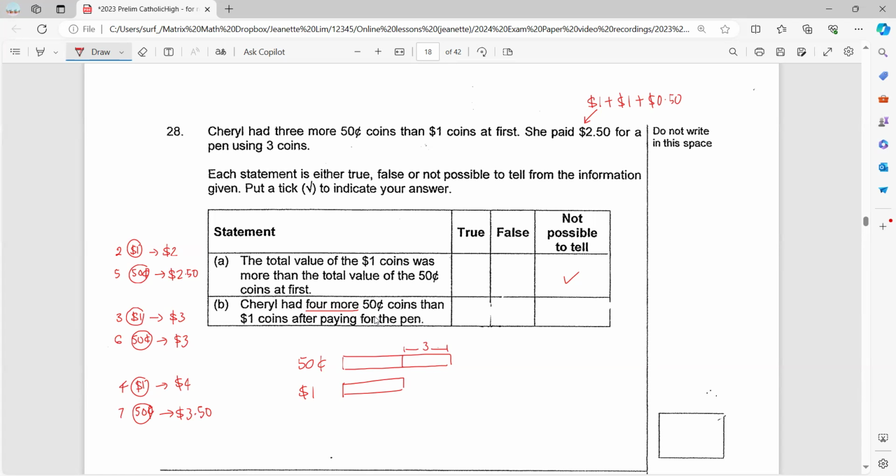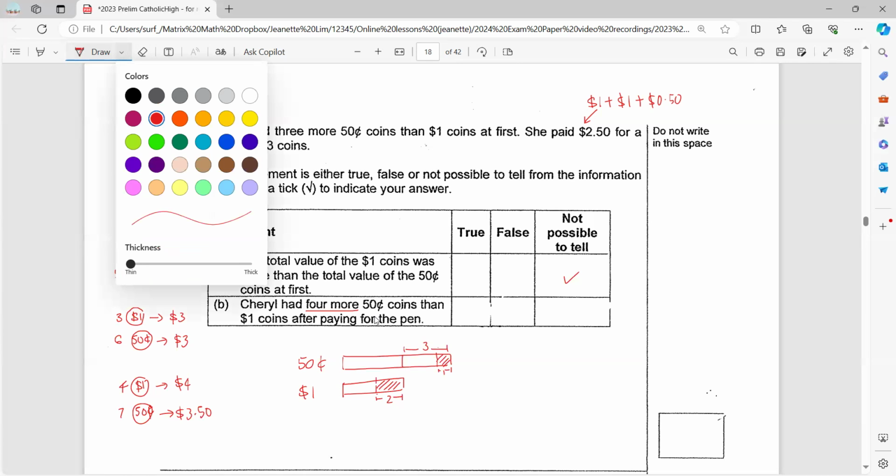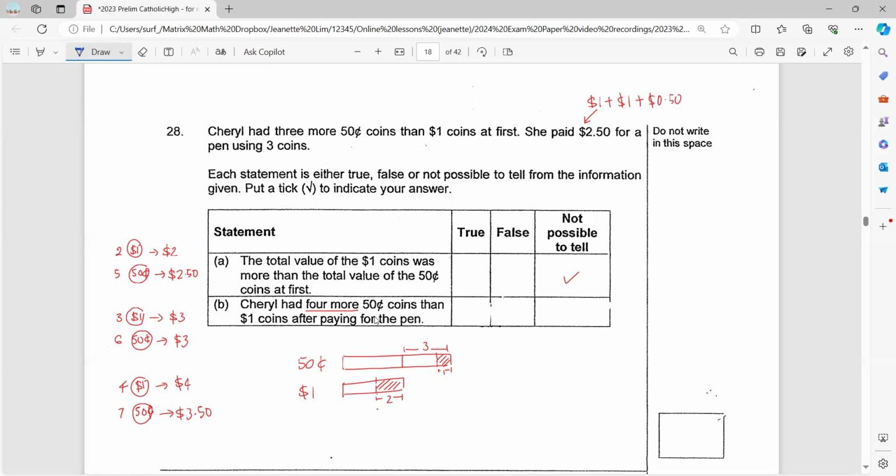And this $2.50 is definitely 2 $1 coins and 1 50-cent coin. So if I were to remove 2 $1 coins and 1 50-cent coin, what will the difference be? The difference will be from here all the way to here. Okay, difference. And how much is this difference? This difference is actually, because this is 2, right? 3 minus 1 is 2. So this is actually 4. Is it true that she has 4 more 50-cent coins? Yes, it's true.